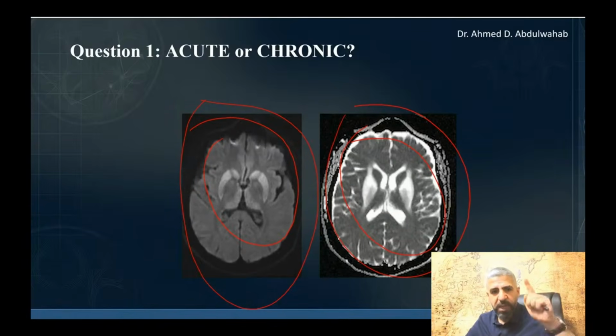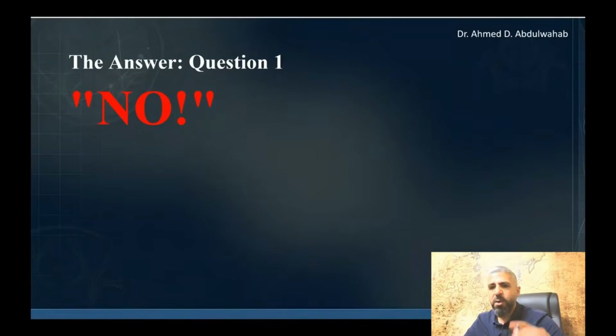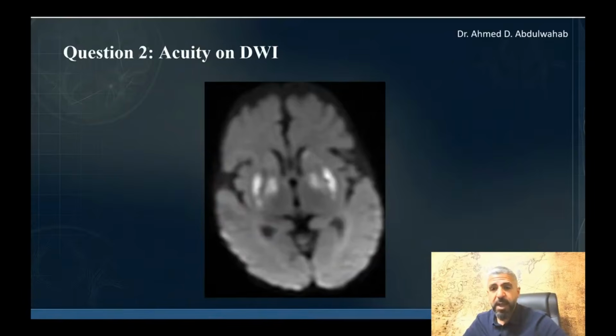It is not acute. It's chronic because this is hyperintense and this is hyperintense. So it is an artifact, which is a T2 shine-through artifact. It should be black on ADC if it is truly acute cytotoxic edema. If the ADC is intermediate or bright, it means it's old damage or just shine-through artifact. We are looking for an acute signature, and this is not acute. Now, question number 2. On diffusion weighted imaging, no ADC map. Acute or chronic based only on this bright diffusion weighted image.